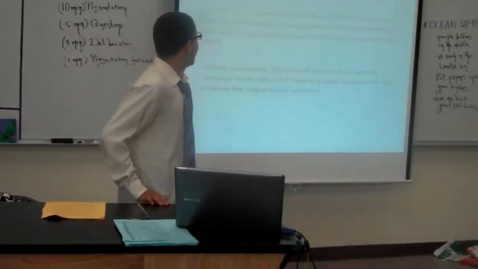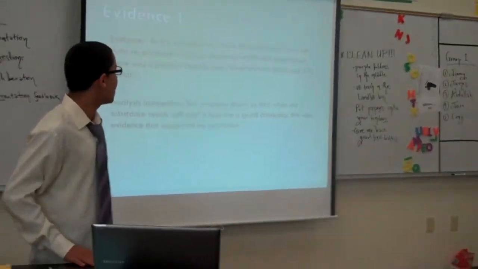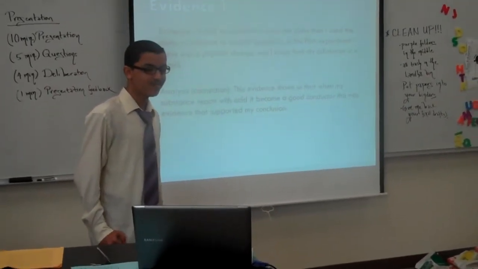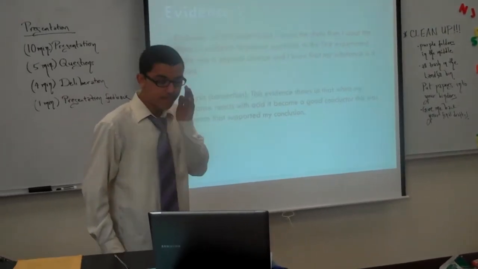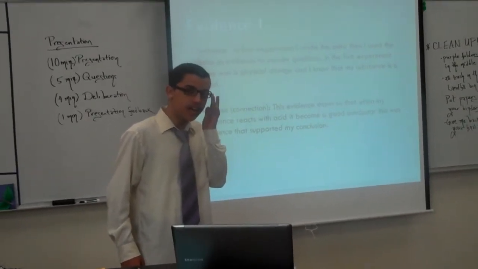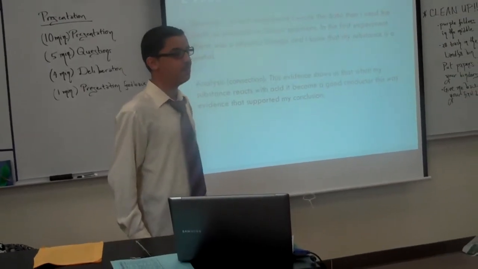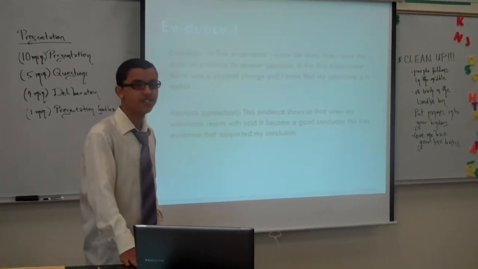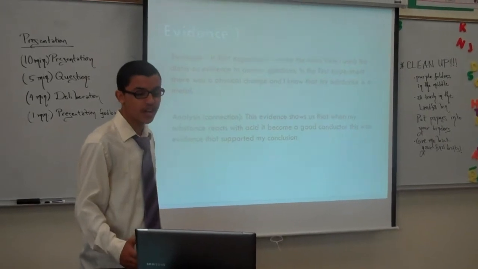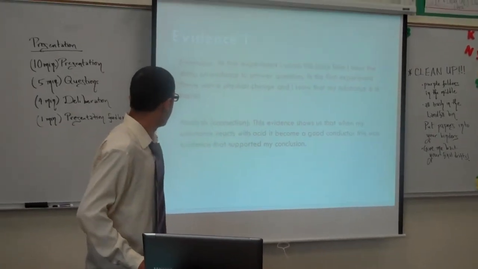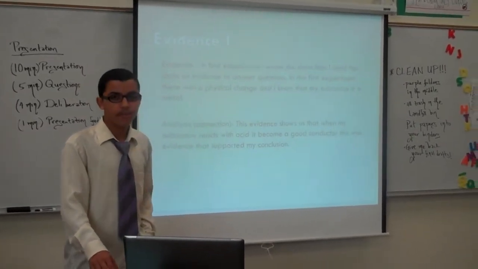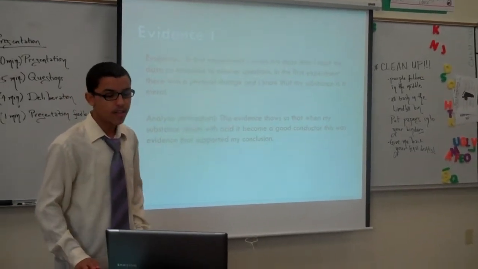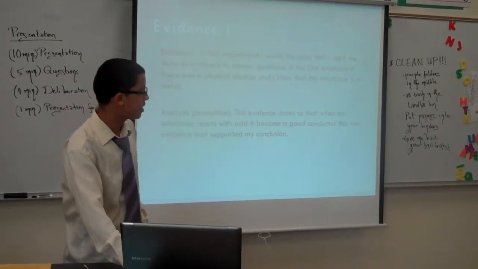Evidence 1. In the first experiment, I wrote the data, then I used the data to answer my questions. There was a physical change, and I know that my substance was a metal because it reacted with the acid. This evidence shows that my substance reacts with acid and becomes a good conductor. That was evidence, and it supports my conclusion.